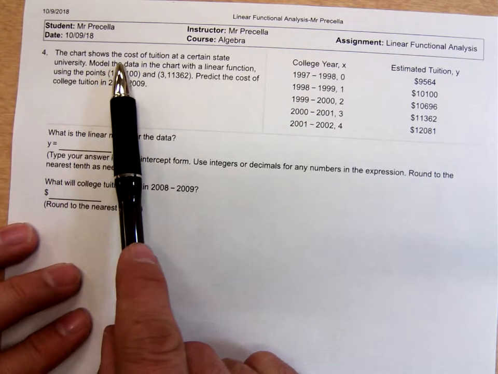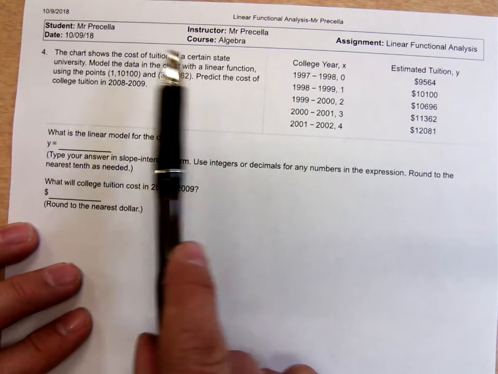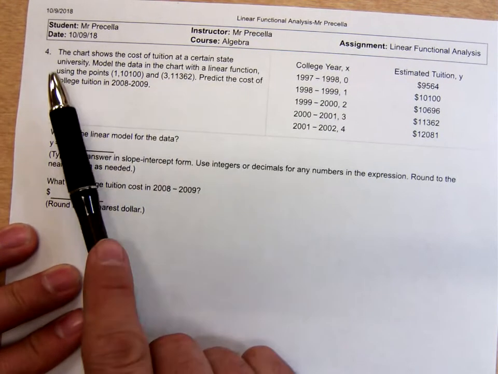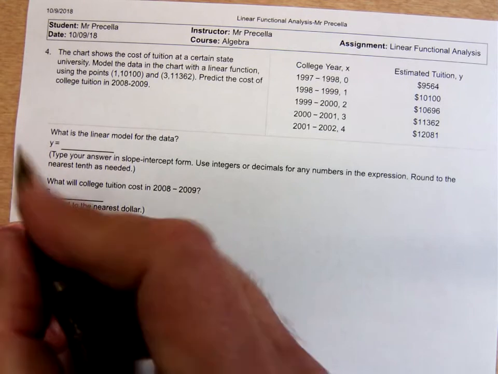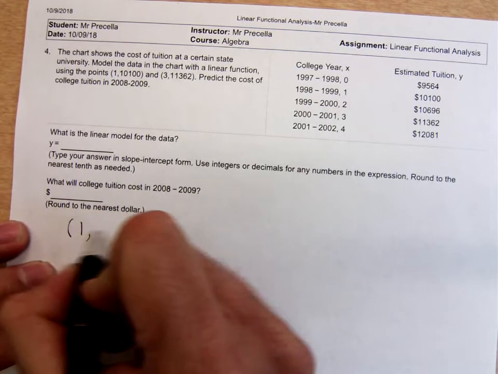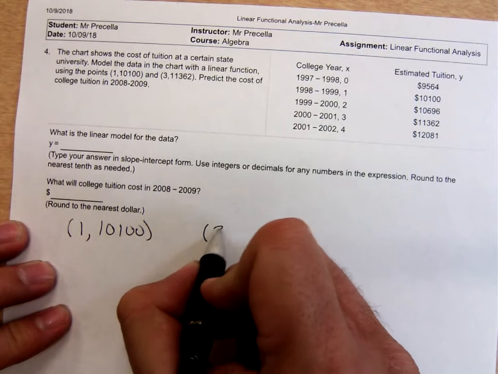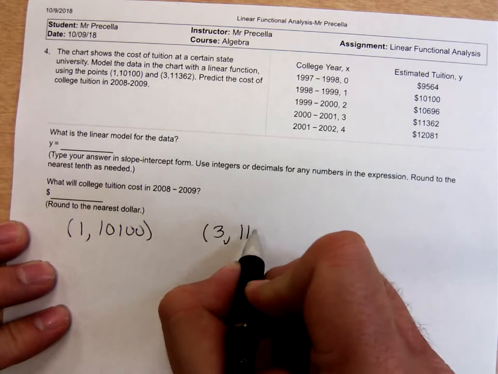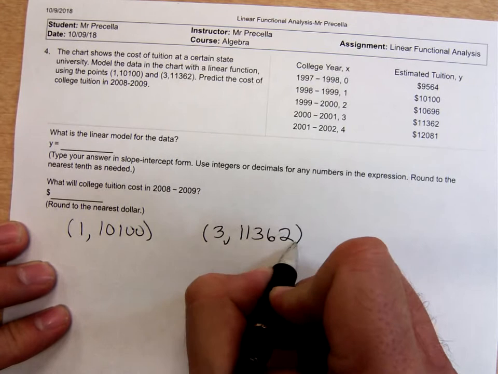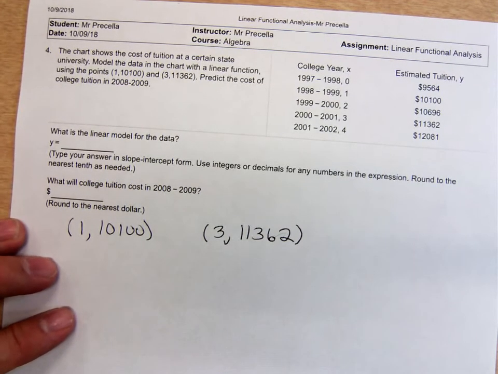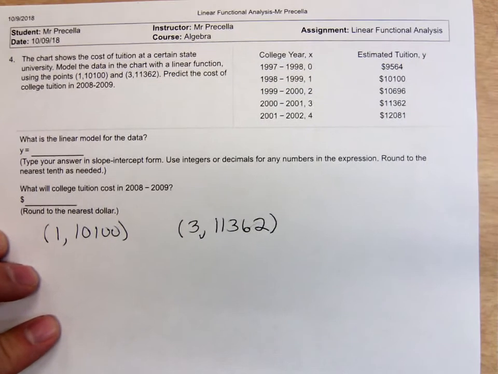The chart shows the cost of tuition at a certain state university. Model the data in the chart with a linear function using the points 1, 10,100 and 3, 11,362. Then once you model that, predict the cost of college tuition in the year 2008 through 2009.